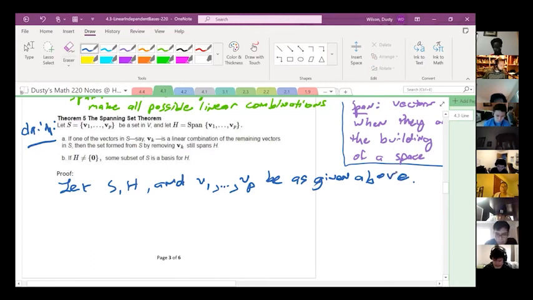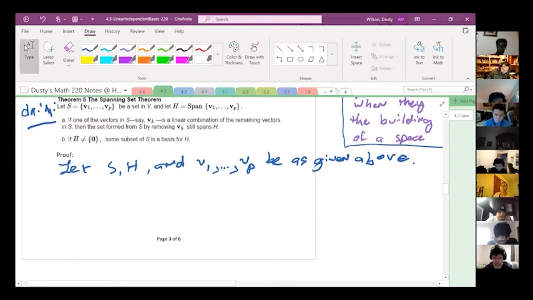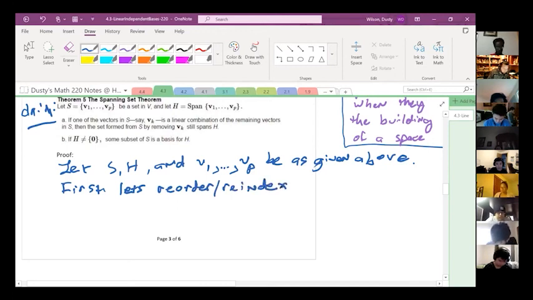All right. So the first thing we're going to do is some organization of these vectors. We have this V1 to VP, and they're not in a very good order for us. So let's reorder, or re-index, V1 to VP.